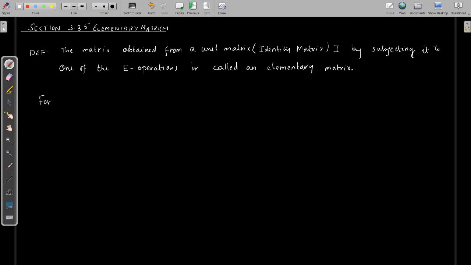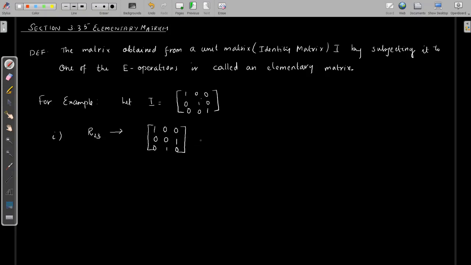For example, we take the identity matrix first. I take the 3 by 3 identity matrix, that is 1 0 0, 0 1 0, 0 0 1. Then we perform R23, which denotes the interchange of the second and third row. So there is no change for the first row. If we interchange the second and third, we will get this matrix, and this matrix is called an elementary matrix. You can perform C23, interchange of the second column and third column, and you will get the same elementary matrix.